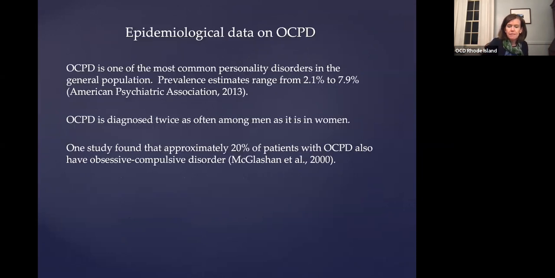Okay, all right, so some of the epidemiological data. OCPD is one of the most common personality disorders in the general population, with prevalence estimates ranging from 2 up to 8%, depending on the study. OCPD is diagnosed twice as often among men as it is in women. And one study found that approximately 20% of patients with OCD also have OCPD. So there we see that overlap.